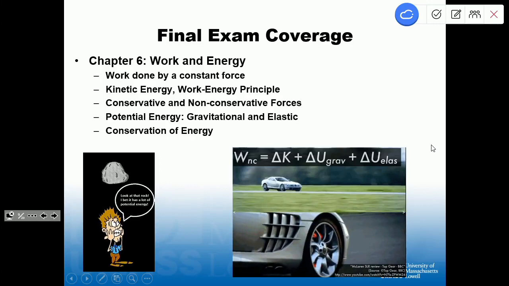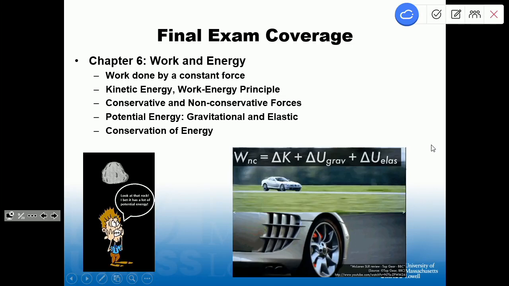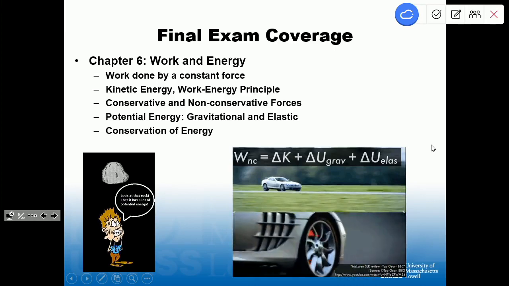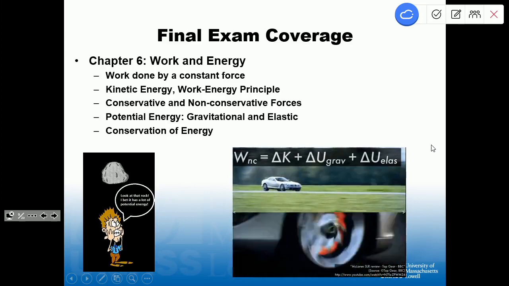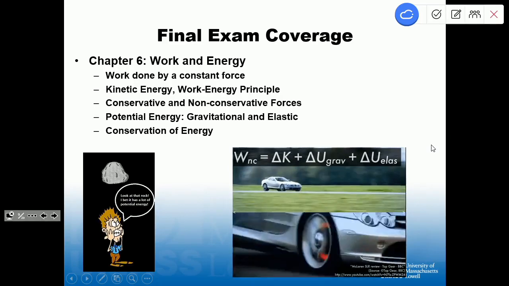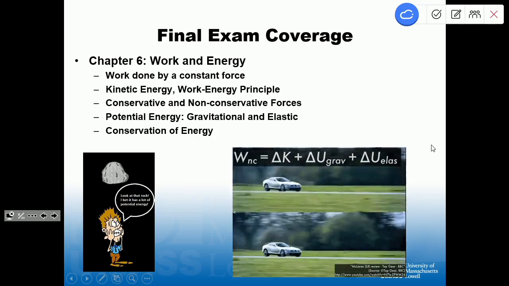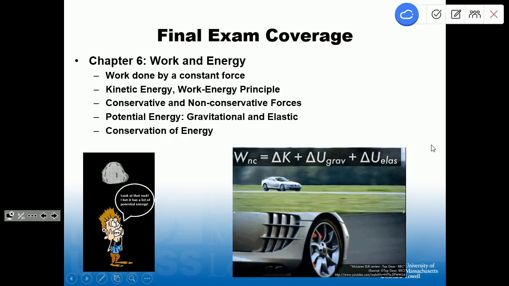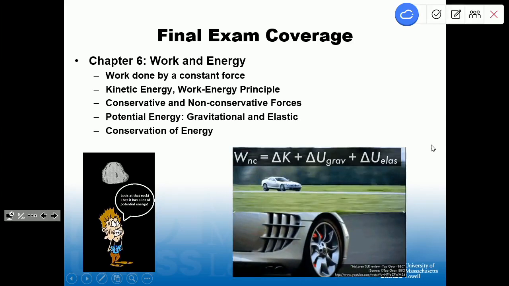Everyone with me? The net work done on a system is the change in the kinetic energy of that system. That is the work energy principle. So if you have net work done on a system, you are changing the kinetic energy of the system. If you have no net work done on a system, its kinetic energy cannot change. Does this make sense? Now, zero net work does not imply that no forces do work on the system. Individual forces can still do work on the system. Net work will be 0 if the net force is 0.